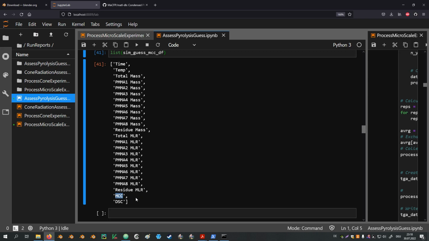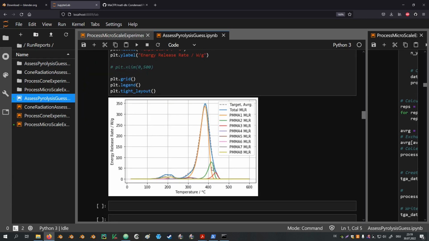And then 2 columns are added for the MCC results and for the DSC results. Basically, the total normalized mass values refer to the TGA data. You get the MCC data by multiplying the mass loss rate with the heat of combustion. So this is then what I did in the plot here.